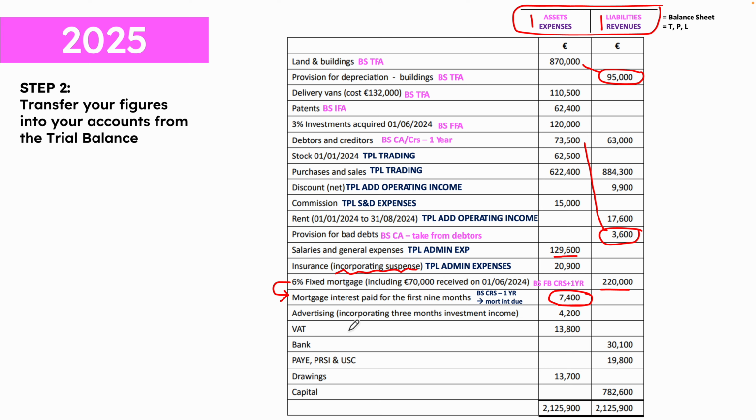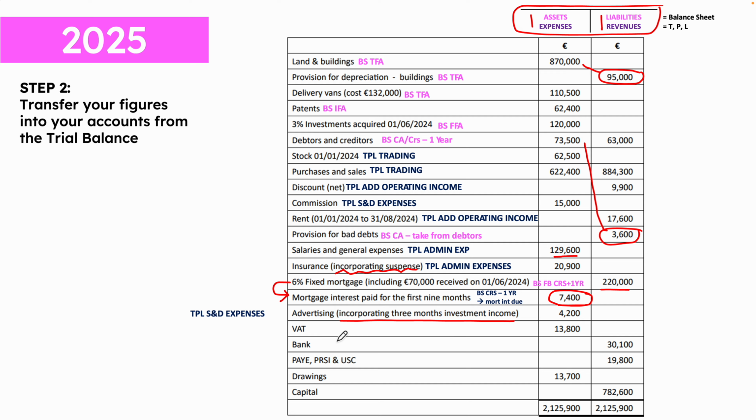The next one, we have advertising, and this is interesting. The bookkeeper has accidentally put investment income into the advertising account, which was a bit silly. The investment income should have gone into its own account, but it went into advertising. So we'll worry about that later, but we'll come back to it. But advertising itself promotes sales, so that will be S&D expenses.